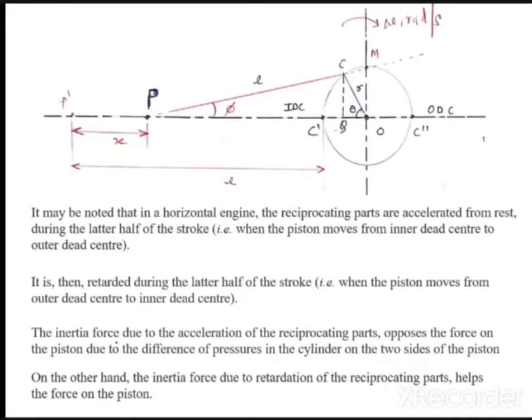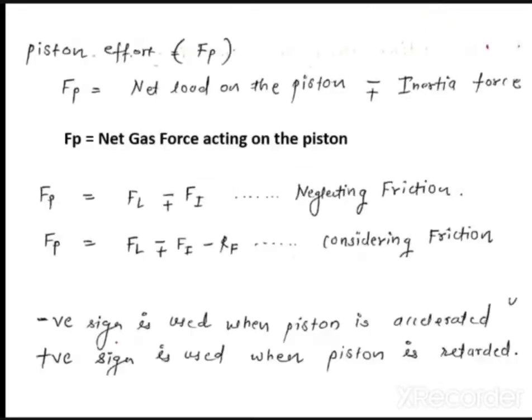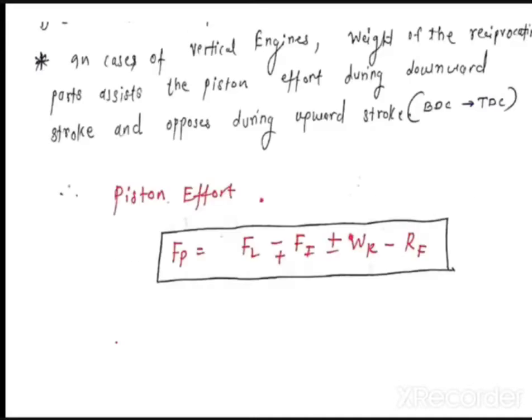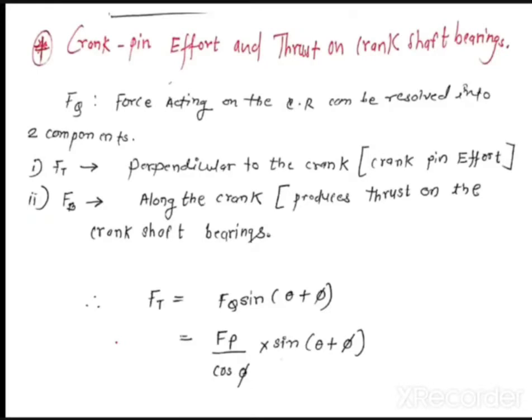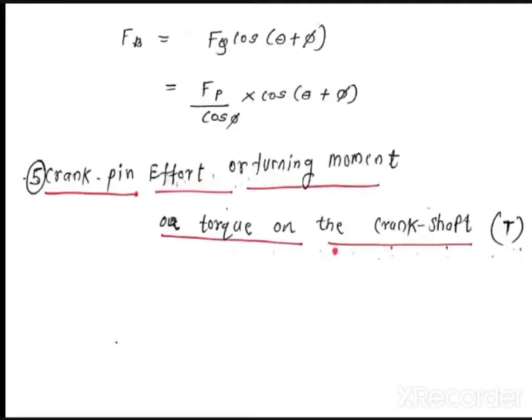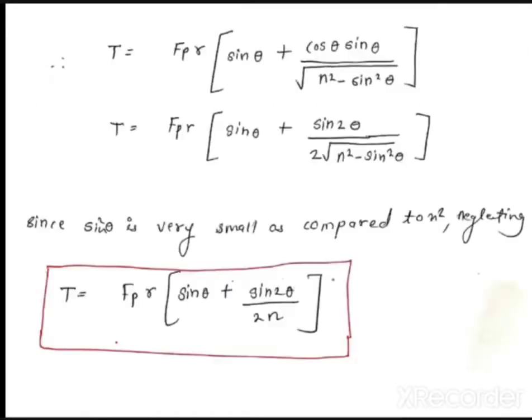Then we understood some concepts, and finally we got FP, the piston effort, and FQ, the crank pin effort, and FT, so all these formulas which we have derived. Finally I got this formula for FT, that is FP sin(theta) upon sin 2 theta into 2n. Okay, so till here we have seen the derivation. I hope you have understood this. If you still have any doubt, you can watch the recorded lectures.